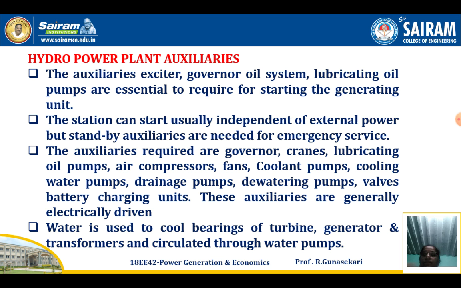The auxiliaries required are governor, cranes, lubricating oil pumps, air compressors, coolant pumps, fans, cooling water pumps, drainage pumps, dewatering pumps, valves, and battery charging units. These auxiliaries are generally driven electrically. The water is used to cool the bearings of the turbine, generator and transformers and is circulated through water pumps.